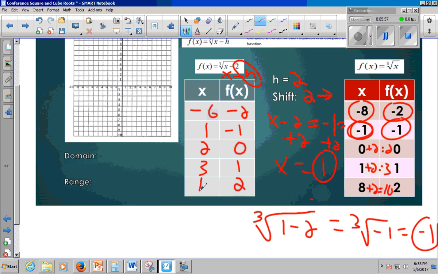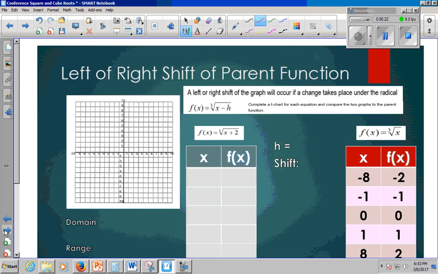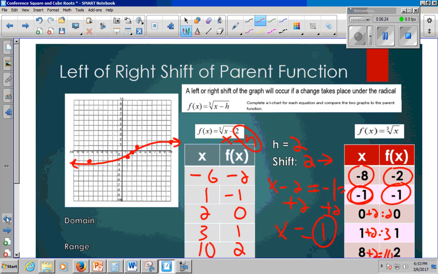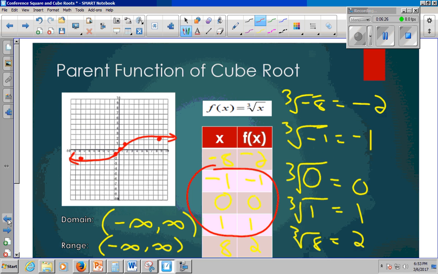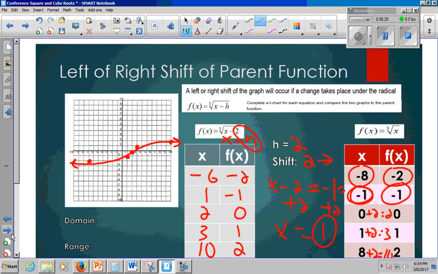Okay. All right, so let's go ahead and plot these points. -6, -2. Good. 1, -1. 2, 0. 3, 1. And 10, 2. Okay. There we go. That's our shift. Now, if we look at our parent graph, we can see that it's a shift 2 units to the right.